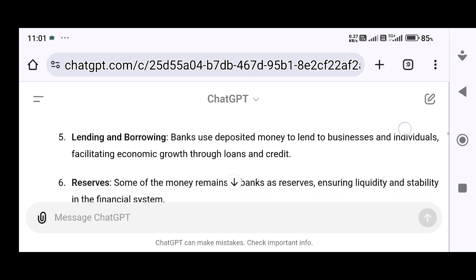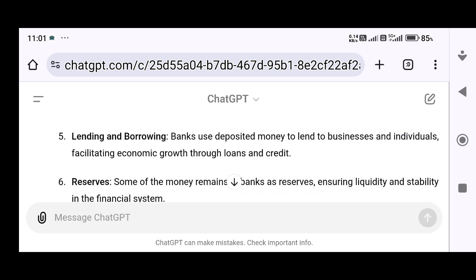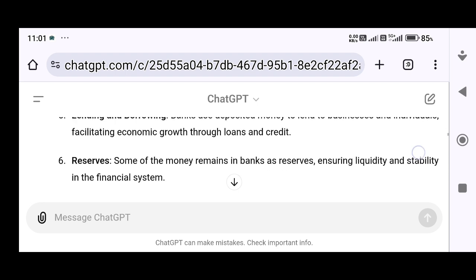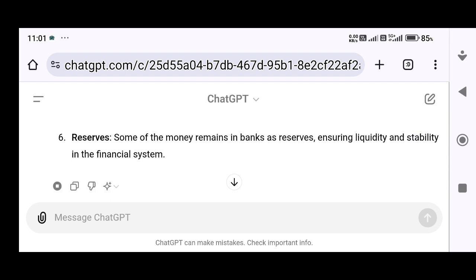5. Lending and borrowing. Banks use deposited money to lend to businesses and individuals, facilitating economic growth through loans and credit. 6. Reserves. Some of the money remains in banks as reserves, ensuring liquidity and stability in the financial system.